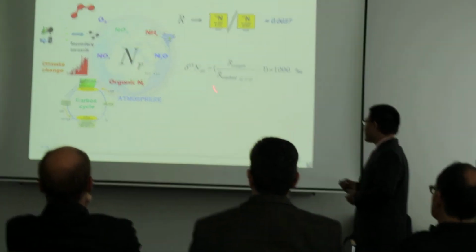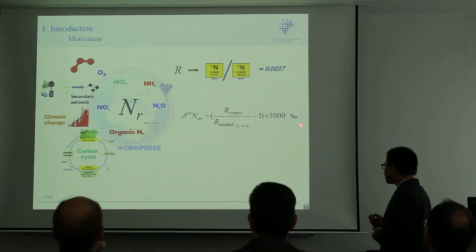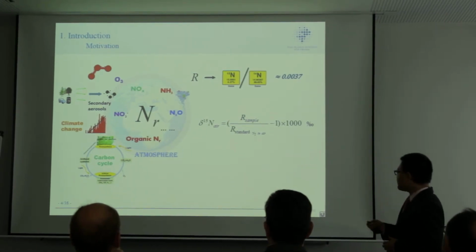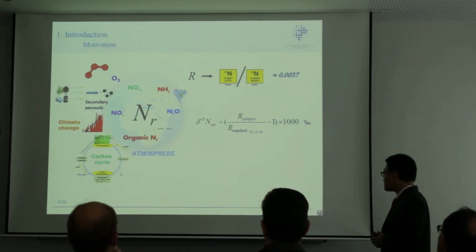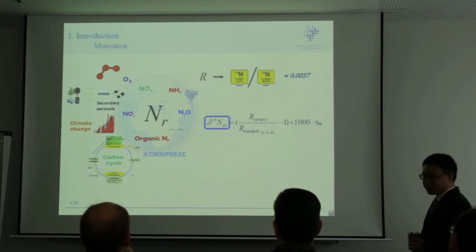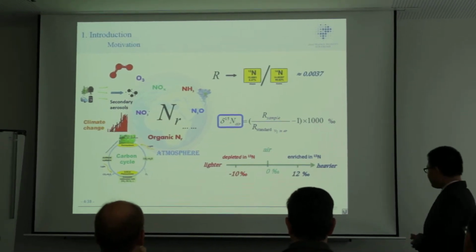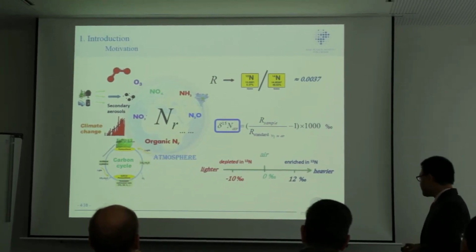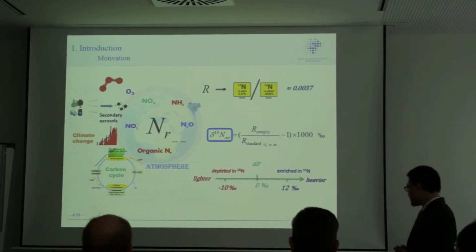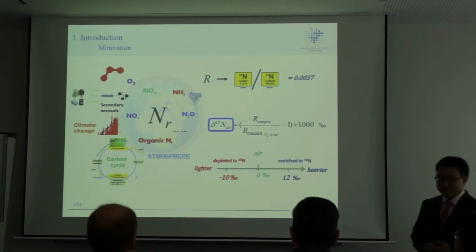Usually, we compare the sample to a standard to calculate this nitrogen ratio on the per mil scale. Because the average abundance of 15 nitrogen in the air is very constant, we use air as the standard to calculate delta 15 nitrogen. For example, minus 10 per mil means the sample has 10 per mil less 15 nitrogen than the air. Similarly, if this number is positive, our sample is enriched in 15 nitrogen.